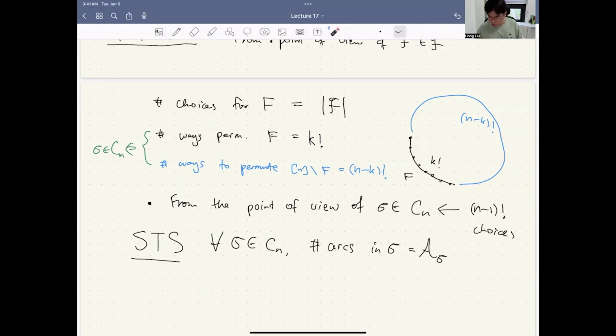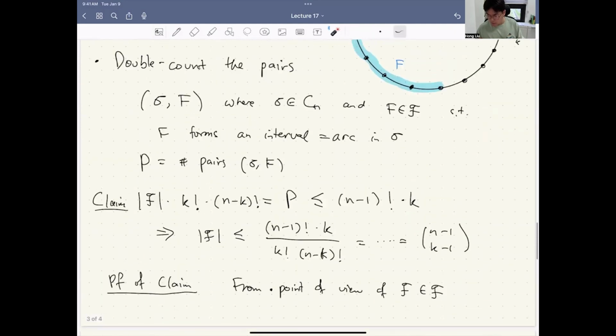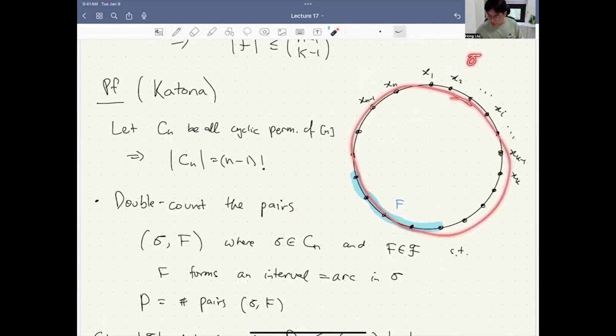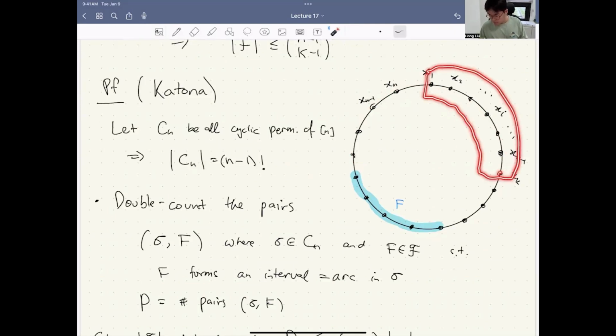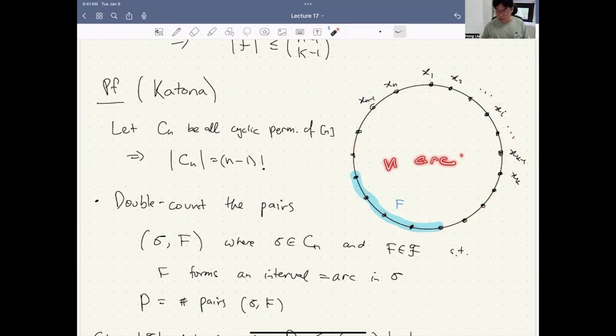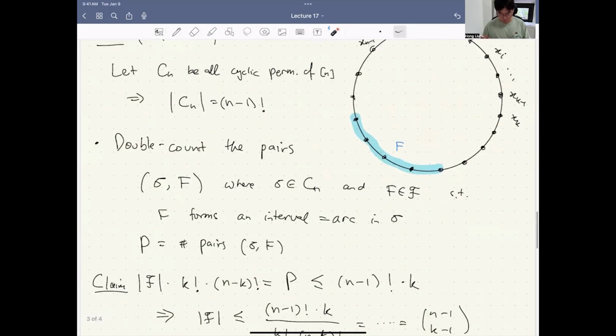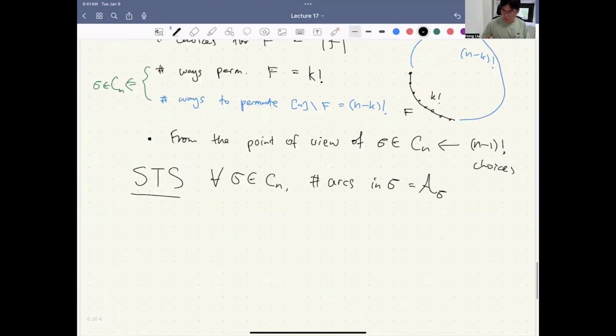Well, first of all, how many such arcs? Well, there are n elements, right? For any sigma, this is one arc of size k. Shift by 1, you get another arc of size k. So you can shift n times, n elements. There are n arcs, n intervals in each permutation sigma. Okay, I'll not write it. Hopefully this is obvious. n arcs.